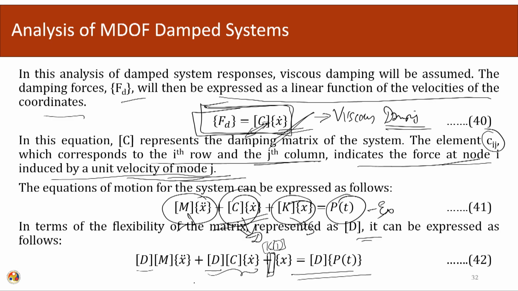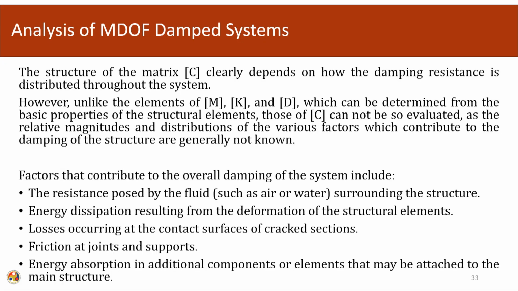So, this is the most commonly used formulation in terms of the stiffness, and this is the formulation in terms of the flexibility matrix. The structure of the matrix C, the damping matrix, clearly depends upon how the damping resistance is distributed throughout the system. Right now, what we have seen is that we can directly calculate the mass matrix, and we can directly calculate the stiffness or the flexibility matrix.